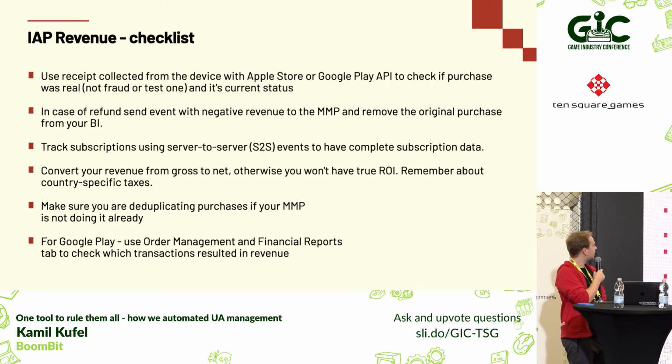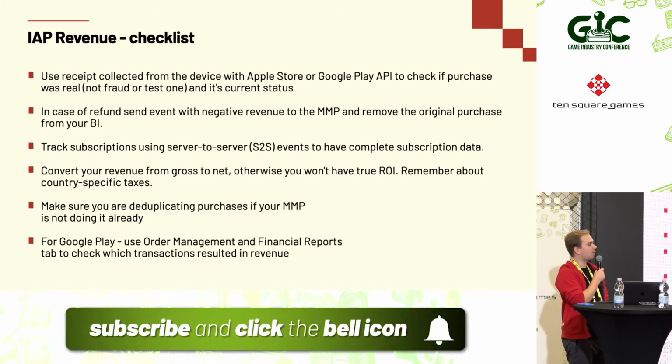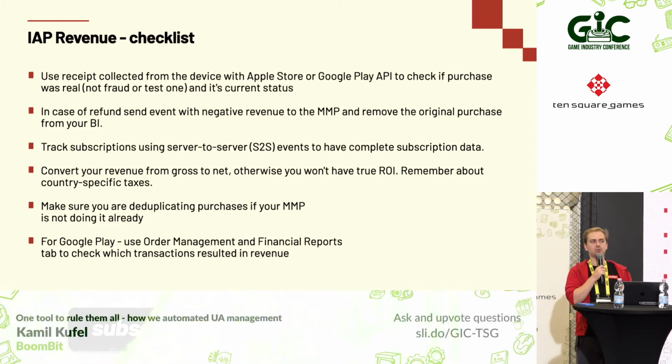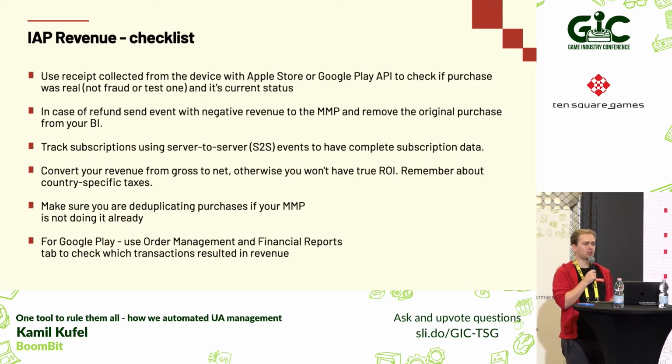What is especially important here is that we are utilizing the App Store API and Google Play API to properly mark refunds in our data. We are trying to remove the original purchase if a refund happens. We are making sure that test QA purchases are not being tracked. We are using the server-to-server API to send information about subscriptions every time they are renewed, because usually when a subscription is renewed, the user is not live in the game. So when he is not live, he cannot send an event from the game. So it causes serious discrepancies when it comes to subscription revenue.